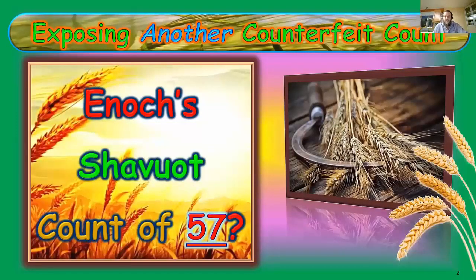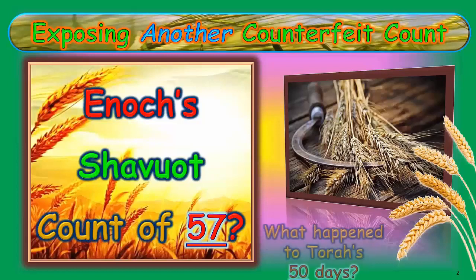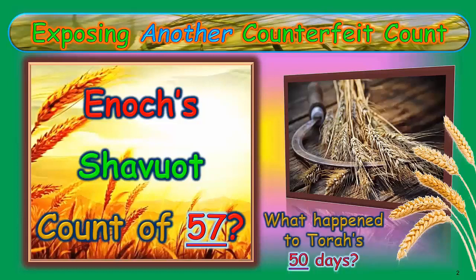Exposing another counterfeit count. Yeah, it's another one. Enoch's Shavuot count of 57. What, 57? I thought the scriptures said 50. What happened to the Torah's 50-day count to Shavuot? Why does Enoch have 57?